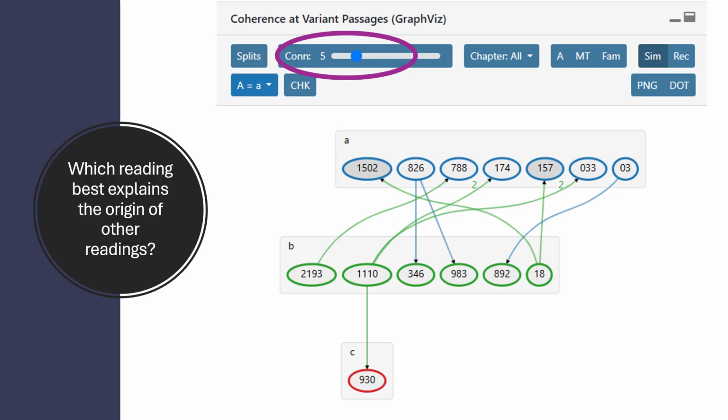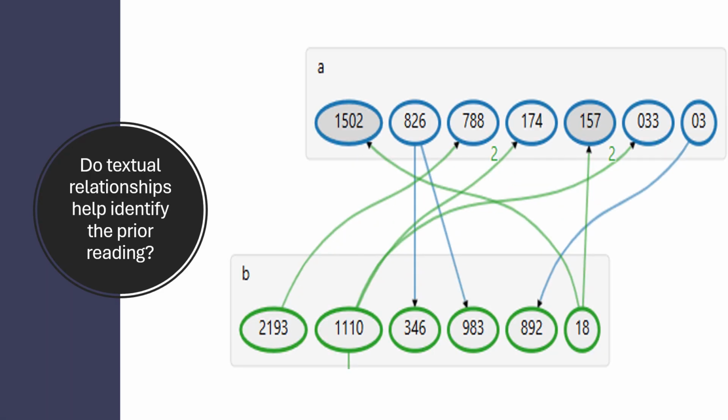Generally, I recommend leaving the connectivity at the default setting of 5, since often the top rankings vary only by fractions of a percentage. The graphic indicates that 3 texts with reading B have potential ancestors with reading A, and yet 5 texts with reading A have potential ancestors with reading B.